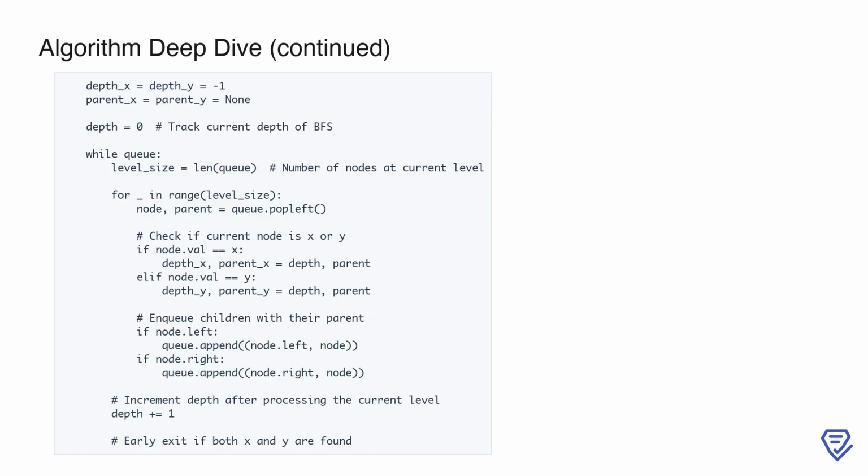The while loop processes each level of the tree. For each node in the current level, we dequeue it and check whether it matches x or y. If it does, we record its depth and parent. We then enqueue the left and right children, along with the current node as their parent. Once all nodes in the current level are processed, we increment the depth variable to reflect the next level. To optimize performance, the loop can terminate early if both x and y have already been found.